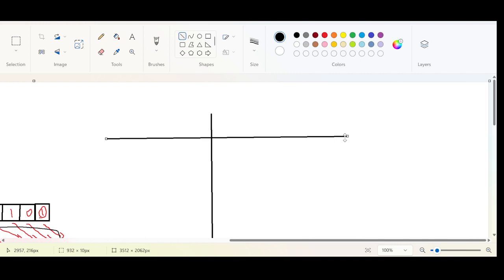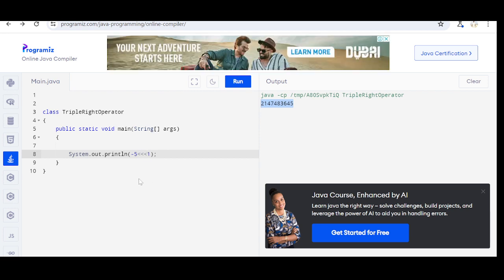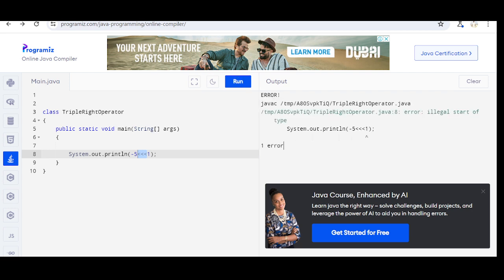So, the differences between the triple right shift operator and the right shift operator. Very simple differences between these two. This is the right shift operator, and this is the triple right shift. And one more question: is there anything like a triple left shift operator? This thing is not there. There is no concept of a triple left shift operator. If you try to execute this, you will get an error. Java will not recognize this. So the triple right shift operator is there, but the triple left shift operator is not. The scope is only for the triple right shift operator.